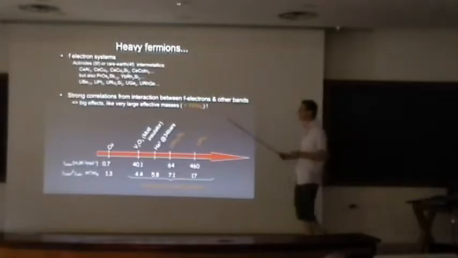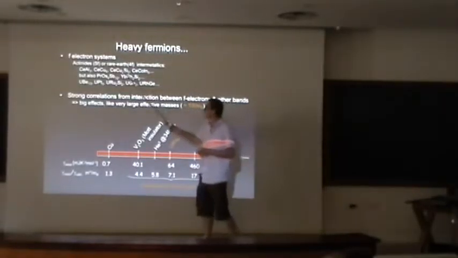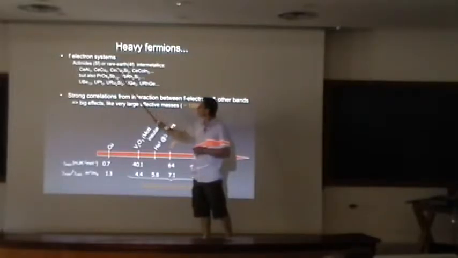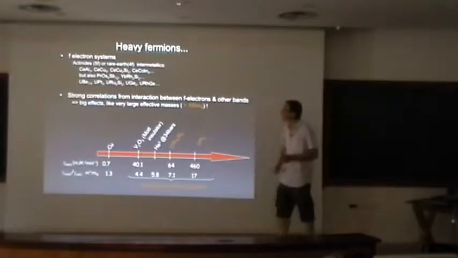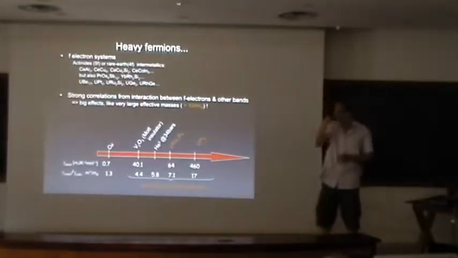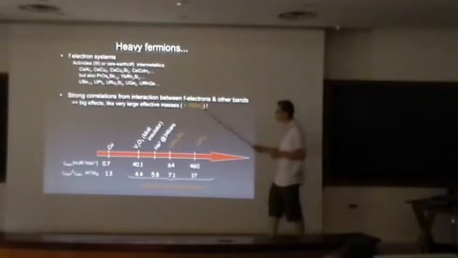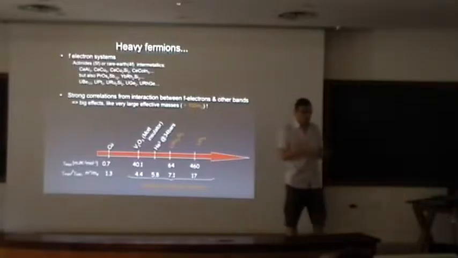Heavy fermion systems are intermetallic systems, which are really metals with essentially 5f electrons or 4f electrons, which are coming either from cerium or uranium ions, and sometimes also from praseodymium or other rare earths like ytterbium. And these systems are characterized by the fact that you have very strong correlations. We call them heavy fermions because essentially you measure very large effective masses.